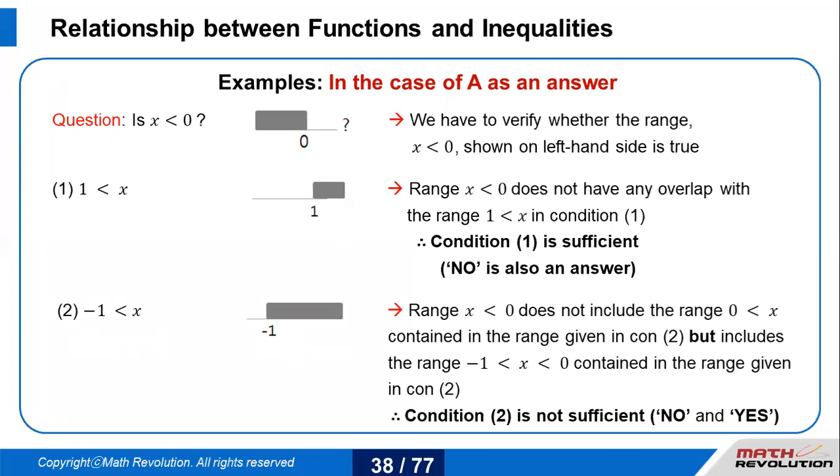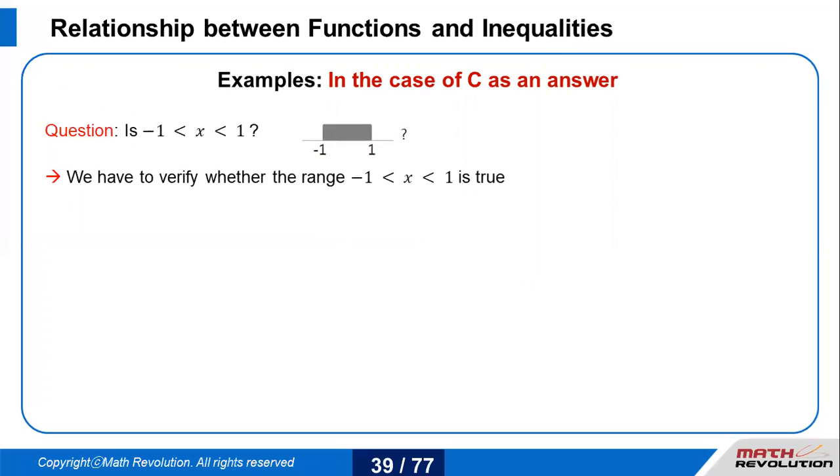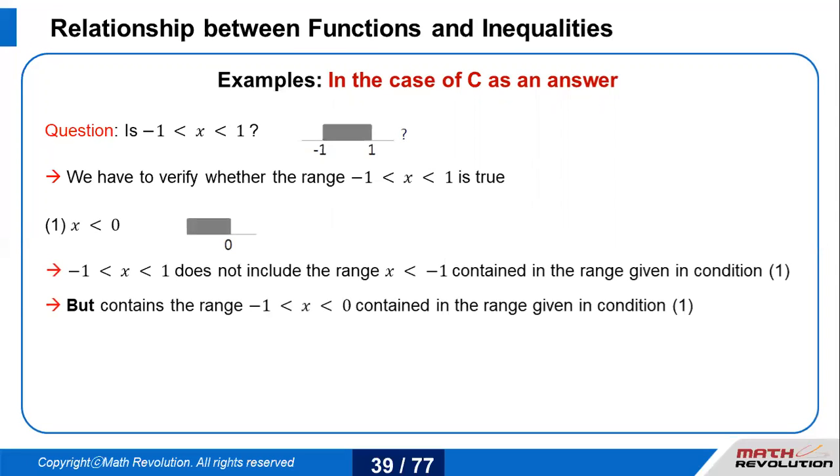Let's go on to the next. In the case of C as an answer, now we know that when C would be the answer, the easiest thing is to combine both the conditions. So now the question says, is X lying between minus 1 and 1? Or minus 1 is less than X, and X is less than 1, whether this range is true or not. Condition number 1 says X is less than 0.